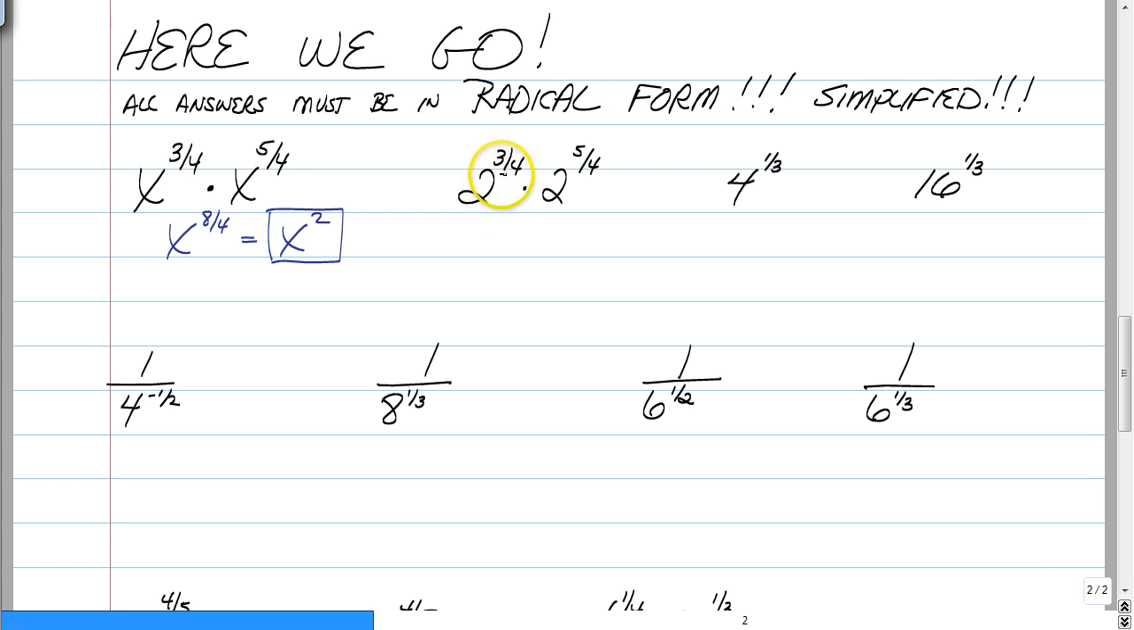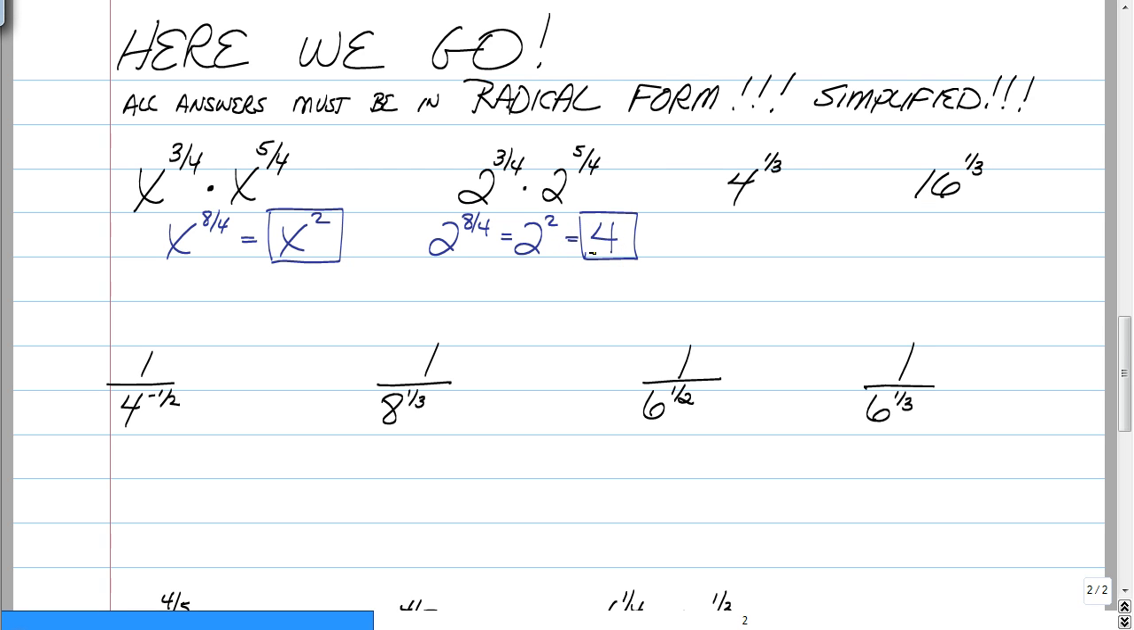Next example. Notice they have the same exponents. I'm just showing you what happens when you have a number. So 2 to the 3/4 and 2 to the 5/4 is going to be 2 to the 8/4, which you know is 2. 8 over 4 again is 2. However, 2 squared is 4. Take it all the way to 4.